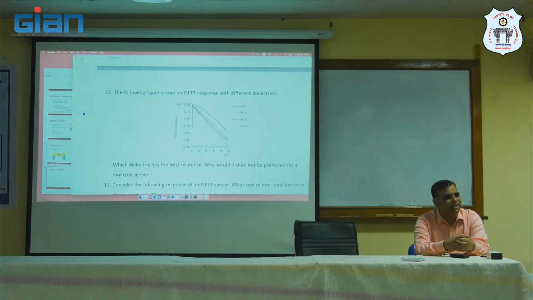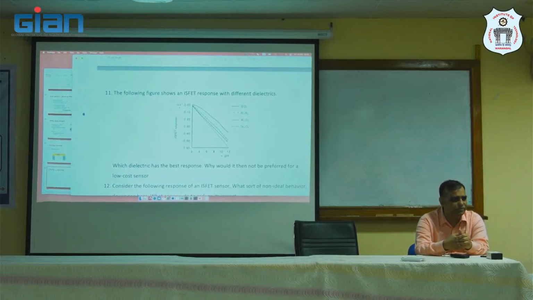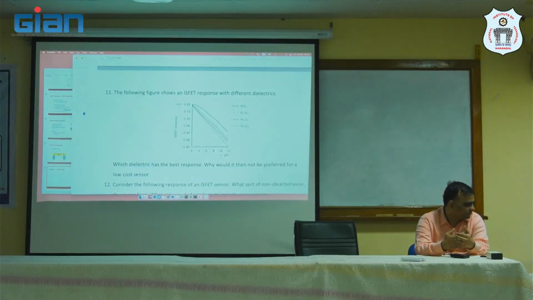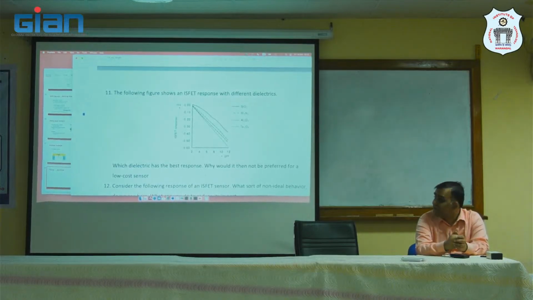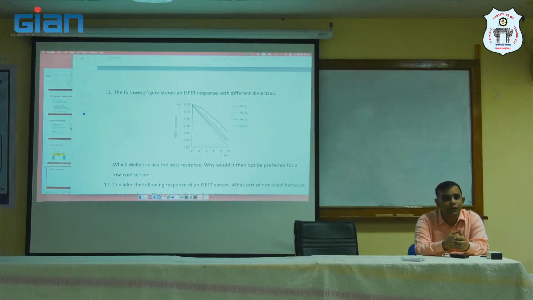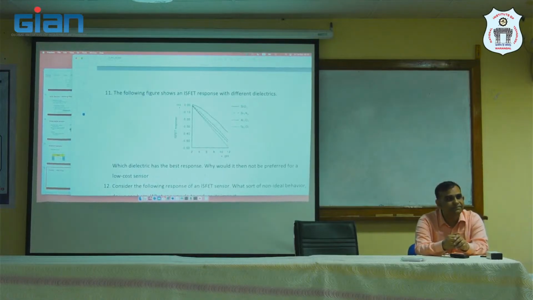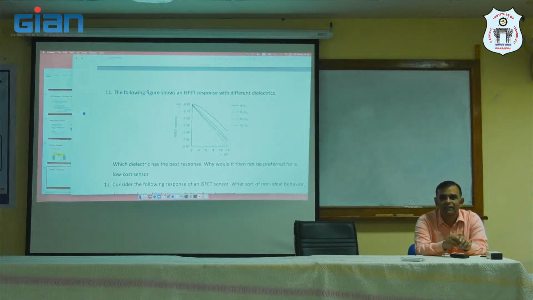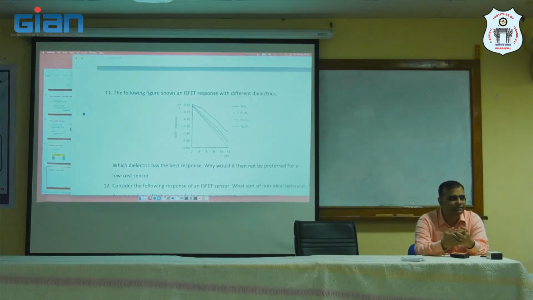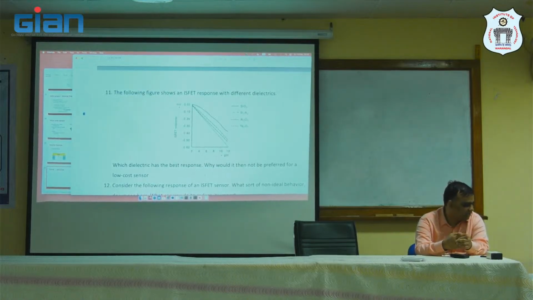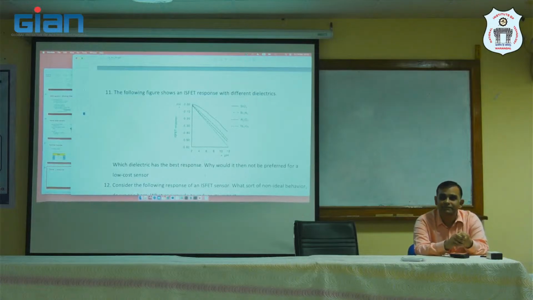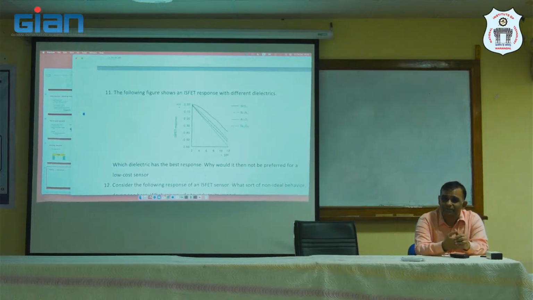Tantalum is available. Yes, some countries are trying to stop its flow, but it's also costly, that's true. The question is, why is it not preferable for a low cost sensor? It's not gold or silver. It's cost.